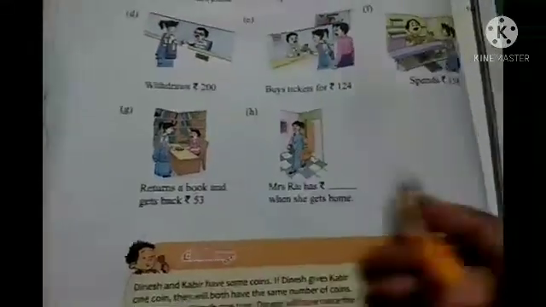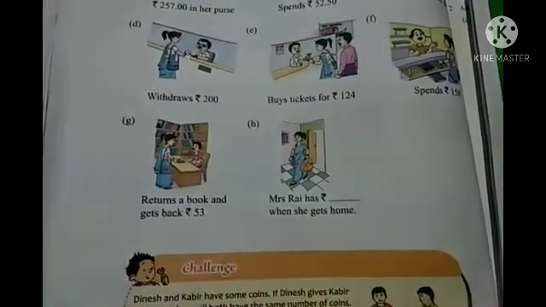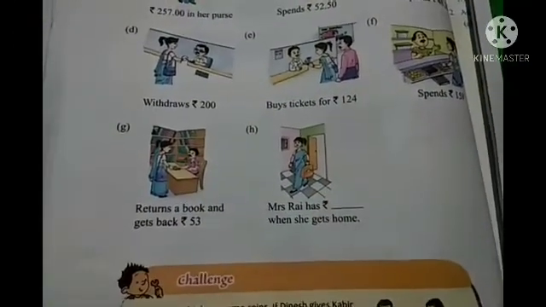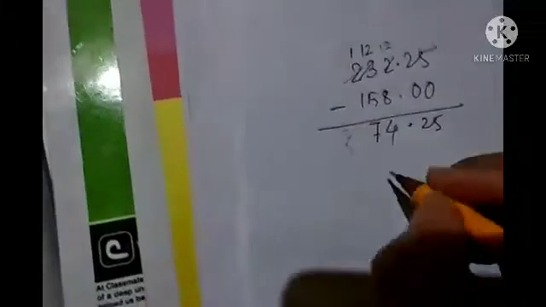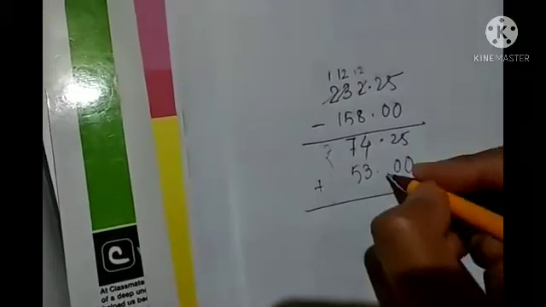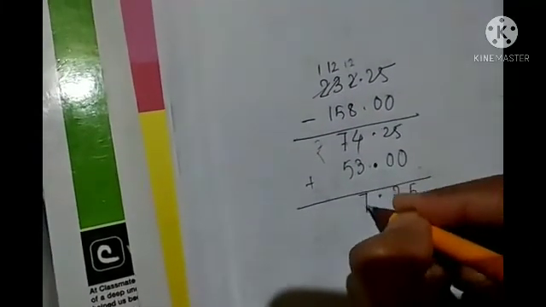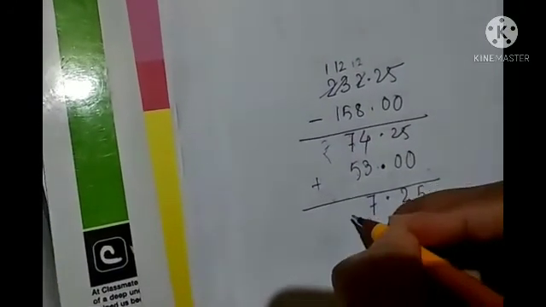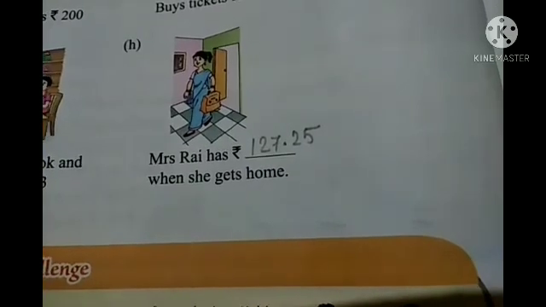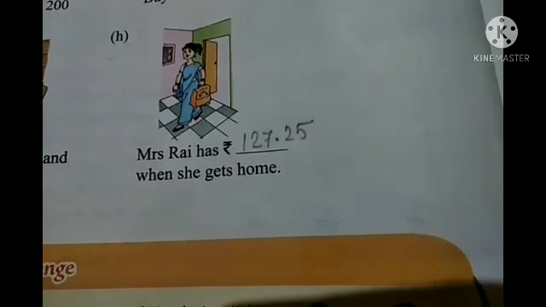Then see, returns a book and gets back rupees 53. So by returning one book, she gets back rupees 53. So get back means here we have to do what? We have to do addition, right? So let's add 53. If we add this, we will get 5, 2 here, 4 plus 3 will be 7, and 7 plus 5 will be what? 12. So at last you have to write in this blank area, Mrs. Rai has rupees 127.25 paise when she gets home.